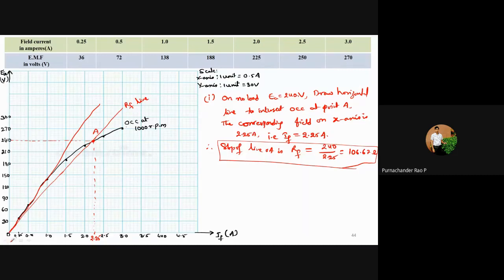The next one, we need to find out the critical speed. The second one is we need to find out the critical speed. So to find the critical speed, I will take any point onto this. I'll consider one field current, just I will consider 1.5. Just make the points onto this.